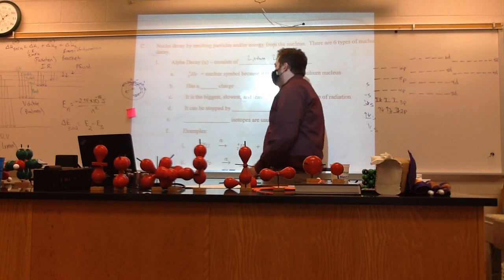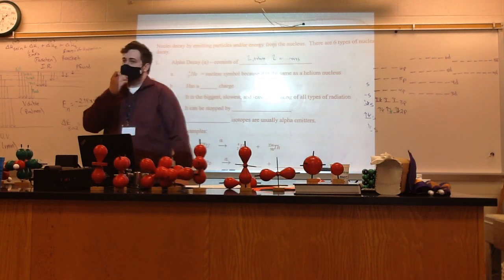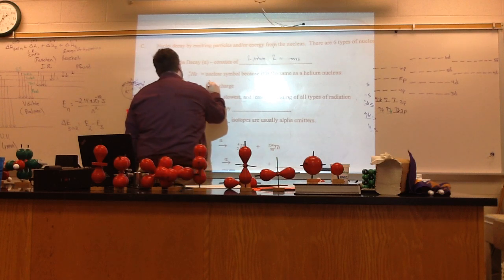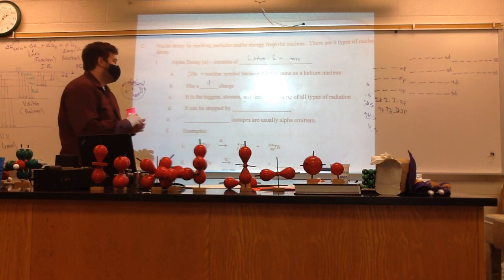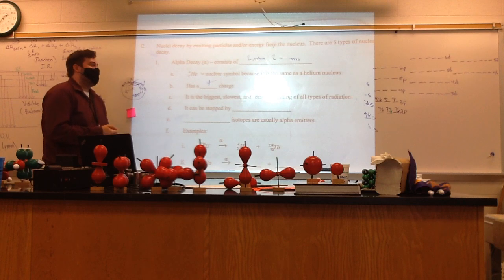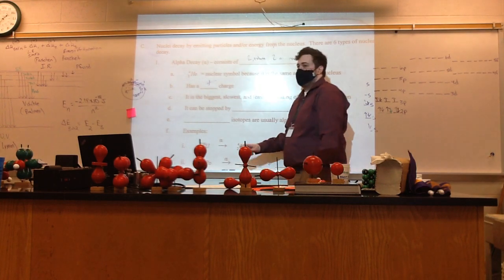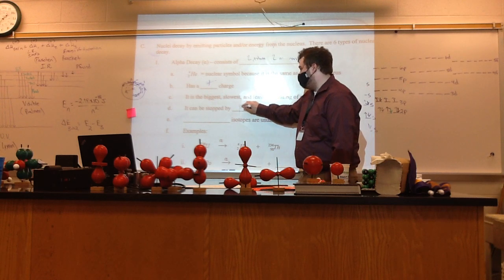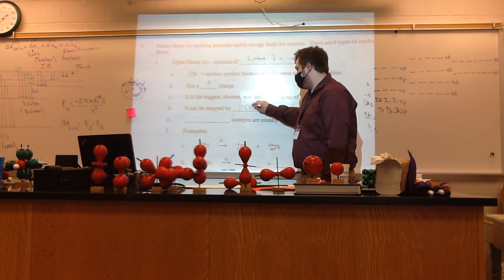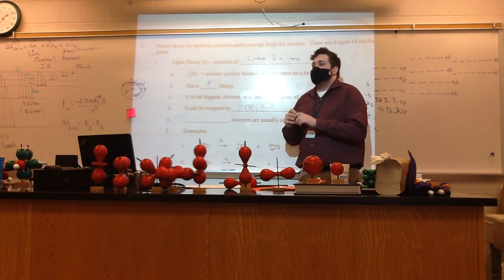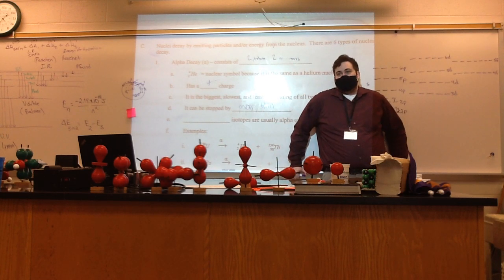So if it's 2 protons, 2 neutrons, what charge does this thing have? Positive, right? Alright, so it's the biggest, slowest, and least penetrating type of all types of radiation. What can this be stopped by? Paper. It can be paper, it can be skin. Pretty much anything can stop it, which is a good thing for us if it's not inside our bodies, but if it's inside our bodies, it's a very, very bad thing.